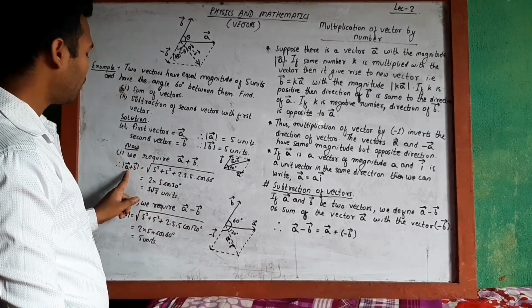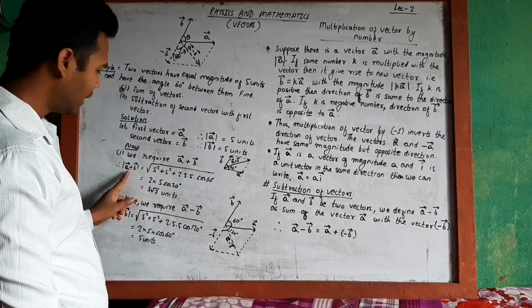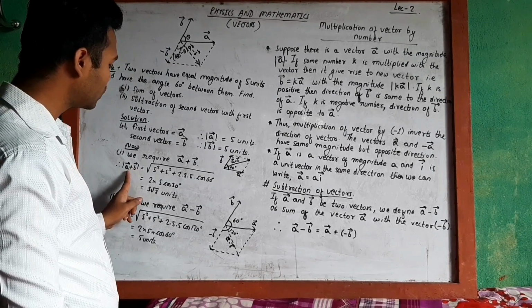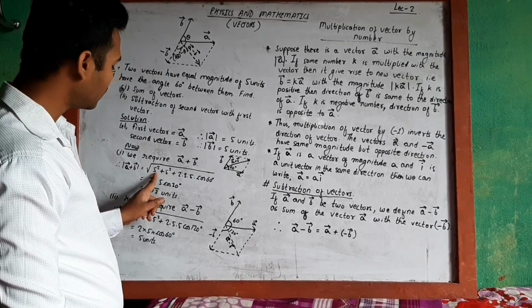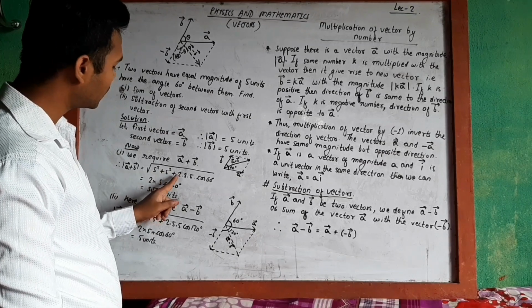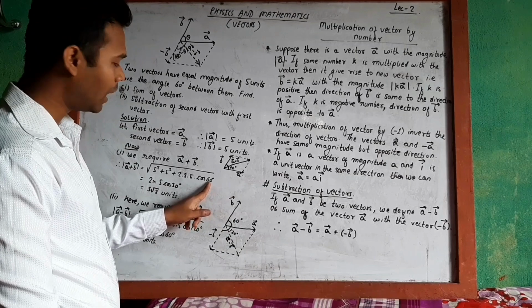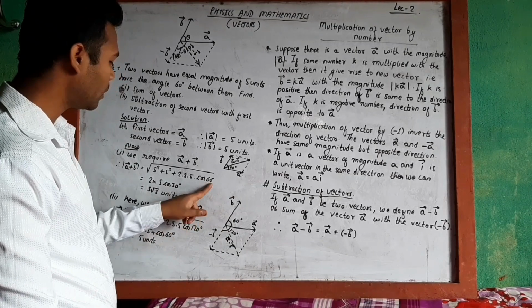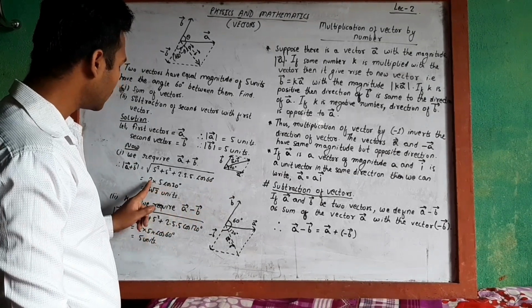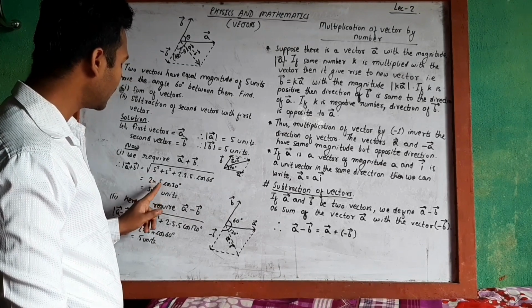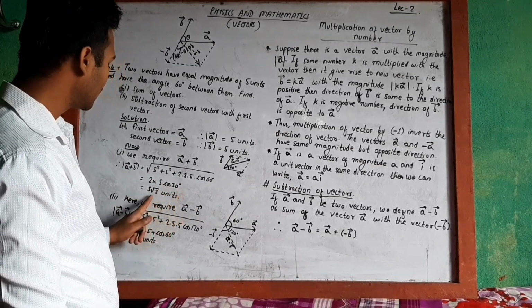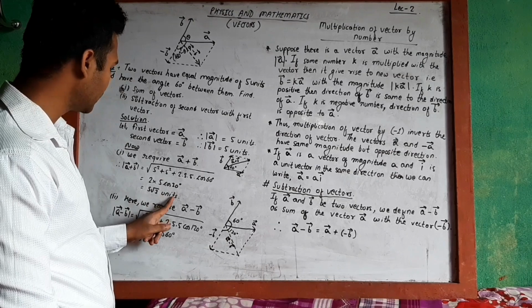Now, using the formula of the resultant, the magnitude of a vector plus b vector is the square root of a square plus b square plus 2ab cos theta. I have used the formula for the magnitude of the resultant vector. On simplification, it gives 2 times 5 cos 30 degrees, and the result is 5 root 3 units.